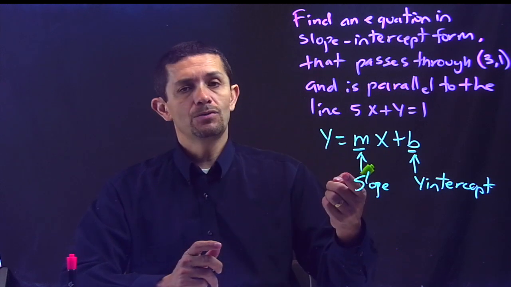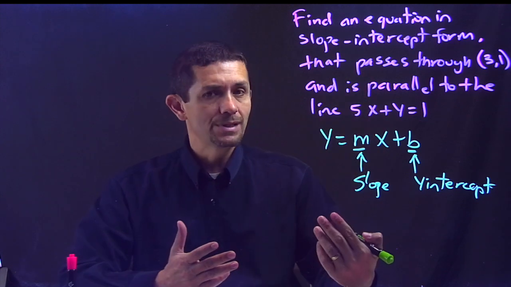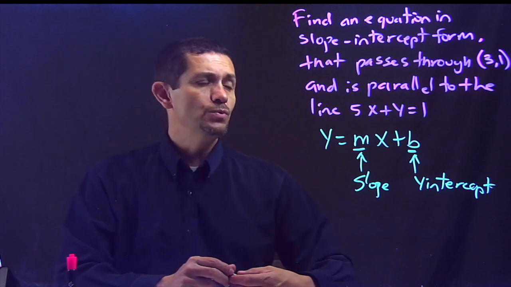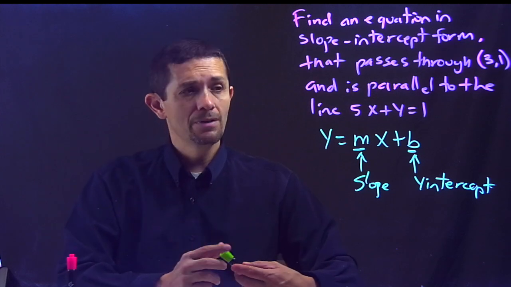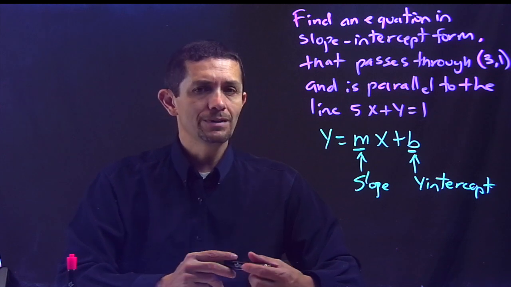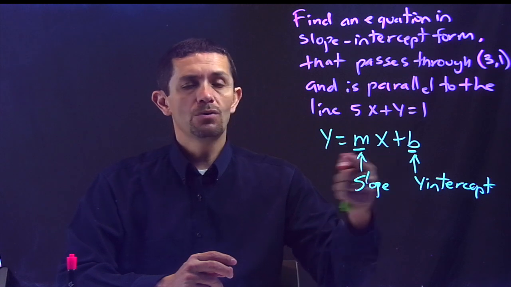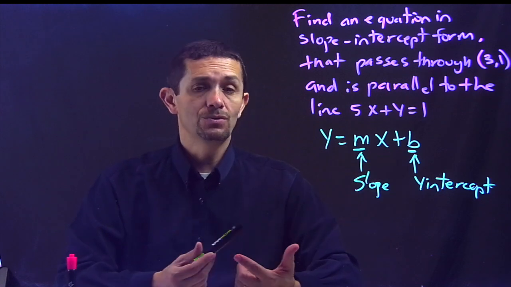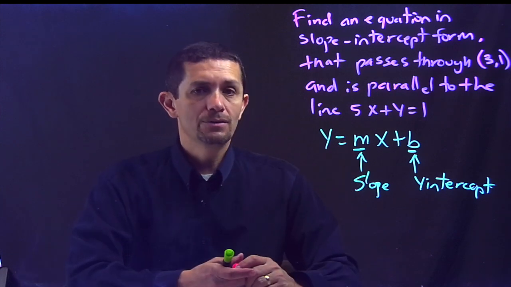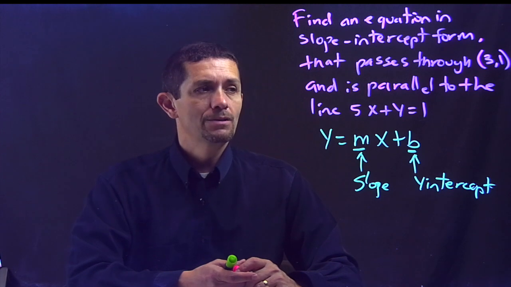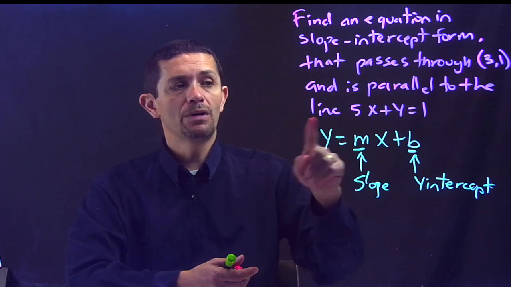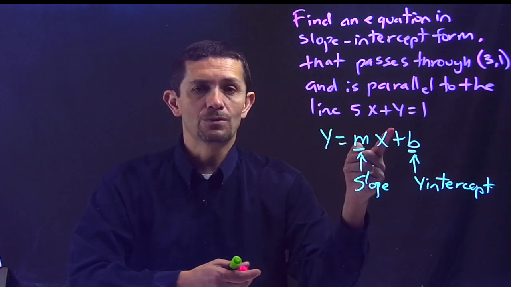So what I have to do is go back to my problem and see what information is given. Find an equation in slope-intercept form that passes through (3, 1). So a point is given, and it is parallel to the line 5x plus y equals 1. Neither the slope nor the y-intercept is given, so I need to do one step at a time. The first step is to find my slope.